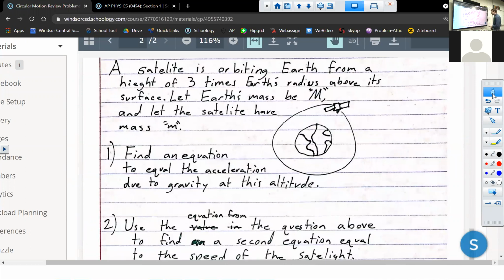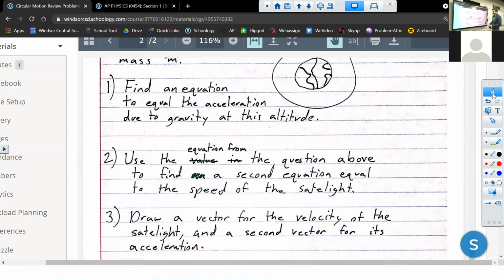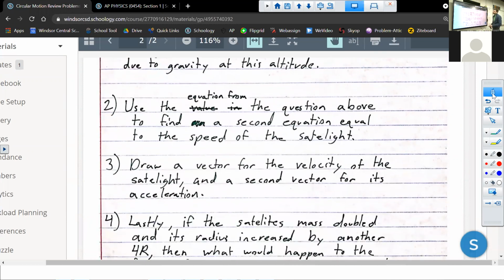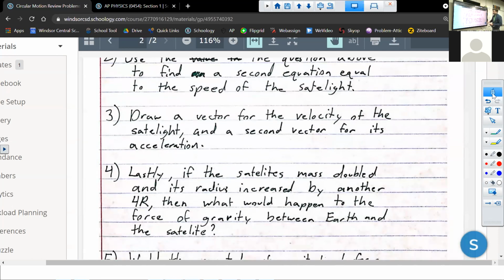A satellite is orbiting Earth from a height of 3 times Earth's radius above its surface. Let Earth's mass be big M and let the satellite have a mass of little m. Number 1, find an equation equal to the acceleration due to gravity at this altitude. Number 2, use the equation from the question above to find a second equation equal to the speed of the satellite. 3, draw a vector for the velocity of the satellite and a second vector for its acceleration.